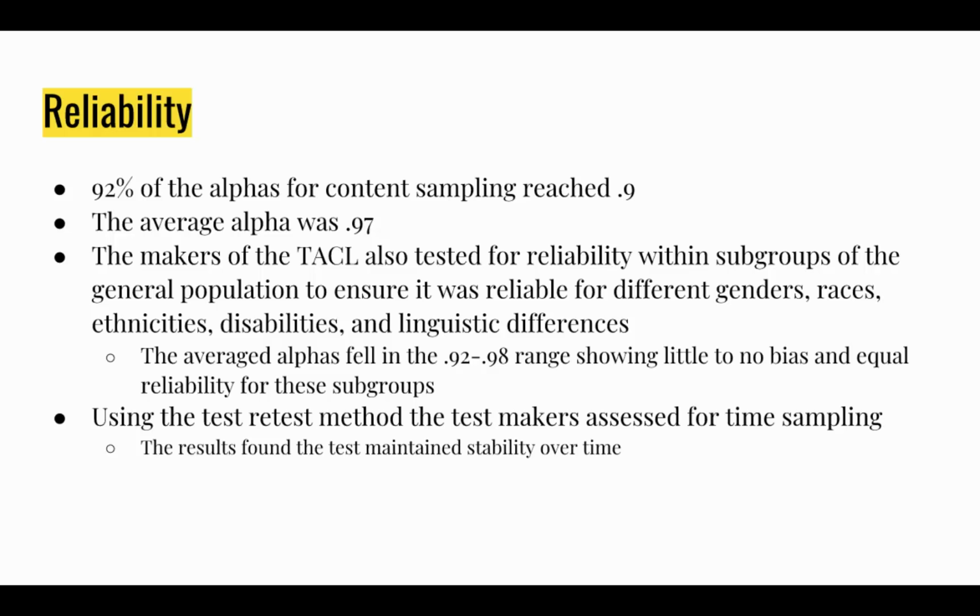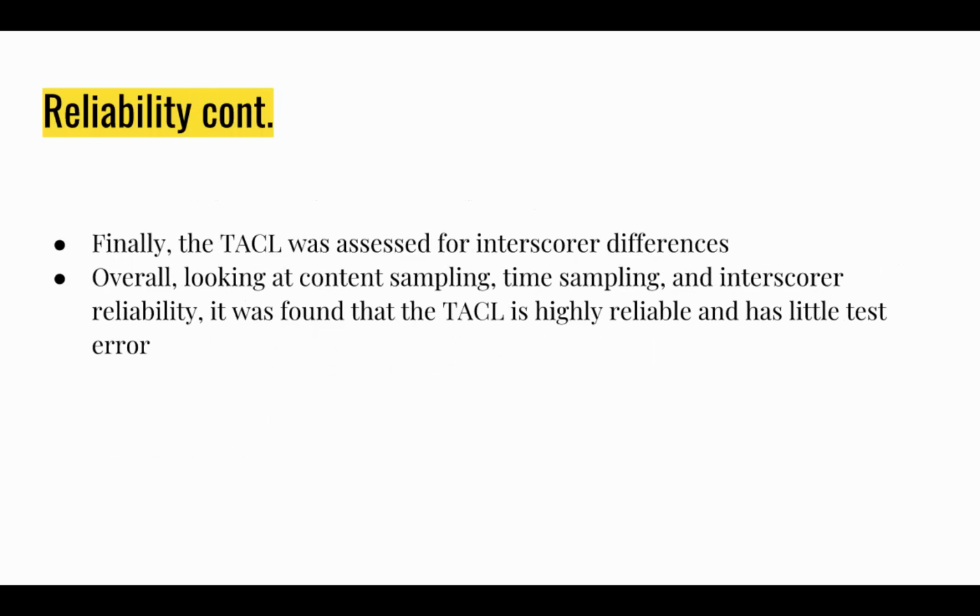They also tested for reliability within subgroups for different genders and races, and these also fell in the acceptable range, from 0.92 to 0.98. Then, using the test-retest method, they also assessed time sampling, and they found that it was stable over time. Finally, the TACL also assessed interscorer differences. For reliability, content sampling, time sampling, and interscorer reliability, it all found that it was a highly reliable test.